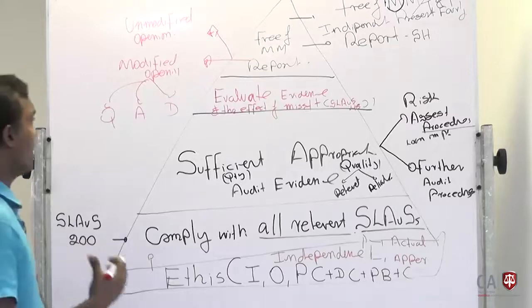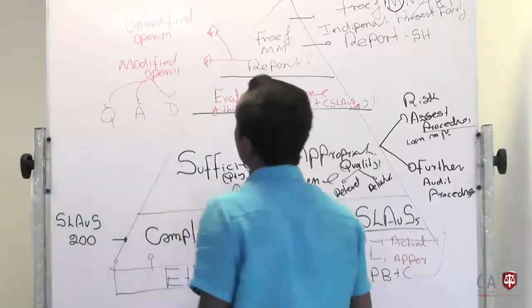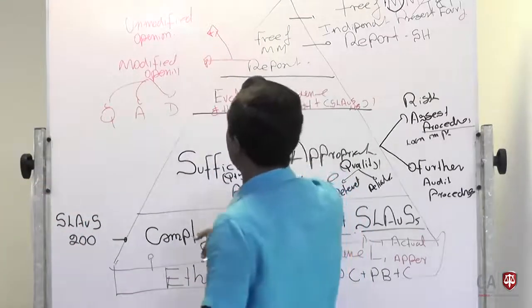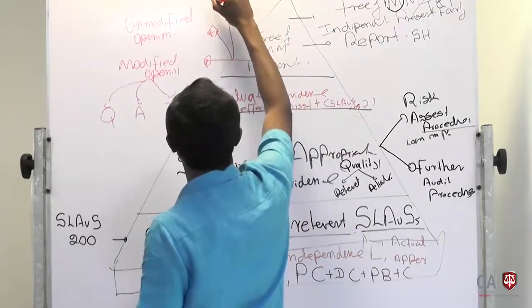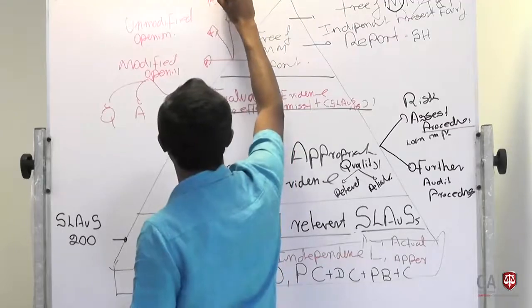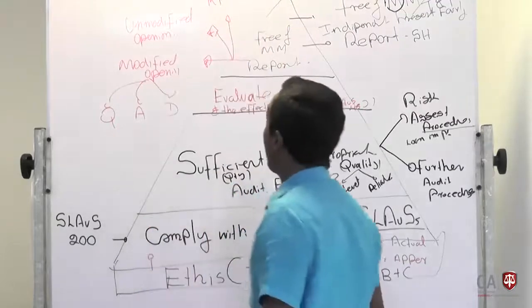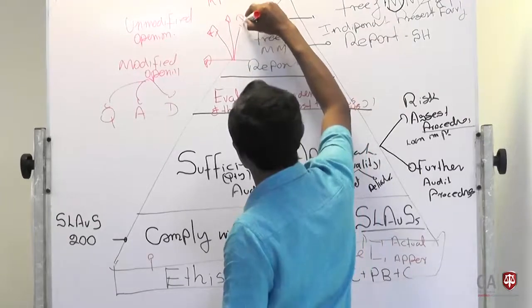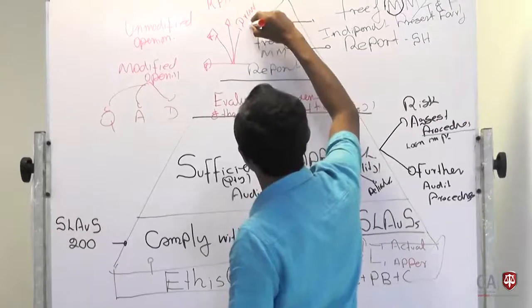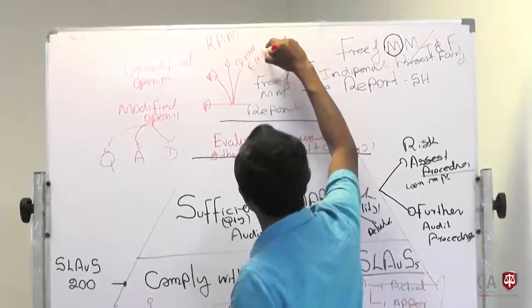In addition, as a part of reporting, in addition to modifications, nowadays there is a new, very important standard that deals with key audit matters, KAM, right? And sometimes without even giving a KAM, the auditor wants to draw attention. So these are called emphasis of matter and other matter paragraphs, right?